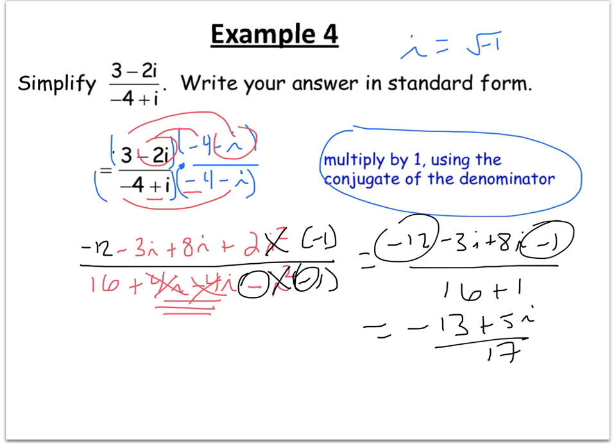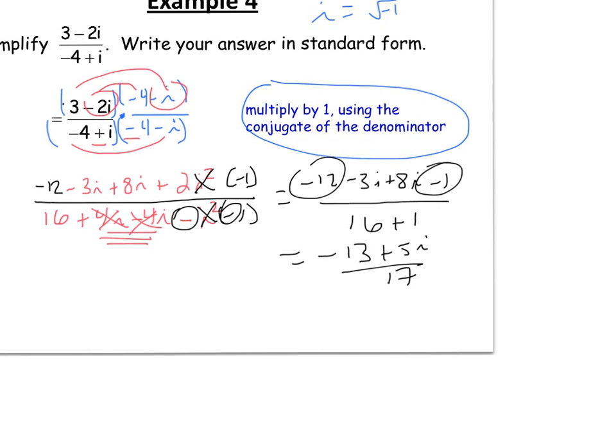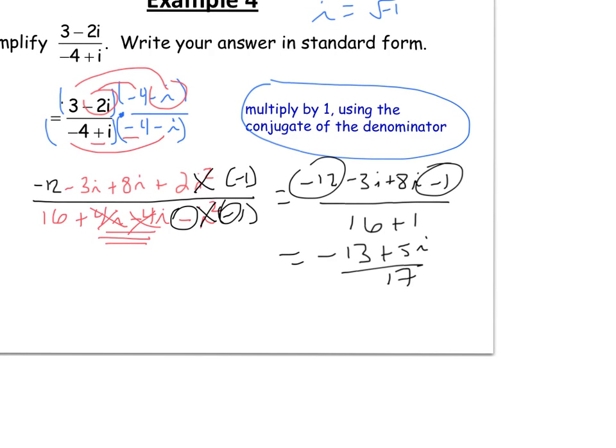So notice the i is out of the denominator. It's still a complex number, and this would actually be our solution. The very last step I'm going to do is look at all three numbers and see if there's something I can pull out, a common factor. There's not, so this is my solution.